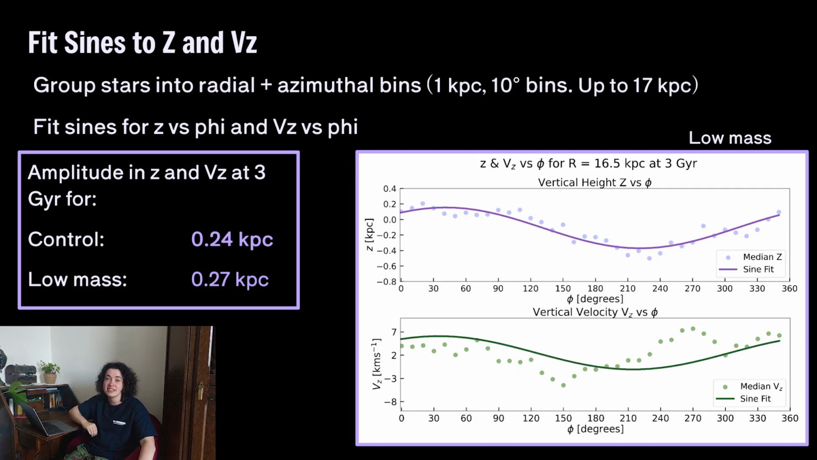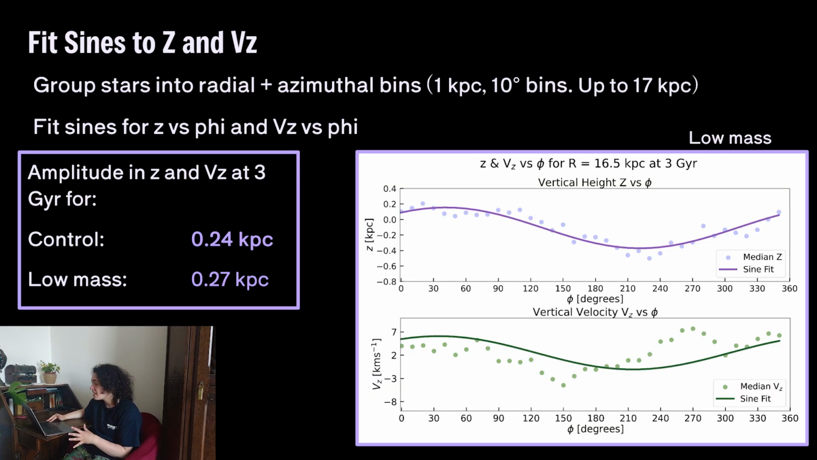We've got the height in purple and the vertical velocity in green, and this is at 3 gigayears as well. You can see that the stars follow a roughly sinusoidal pattern. You've got a little bit of noise, and that's completely expected. This is for the outer regions of the disk between 16 and 17 kiloparsecs, where the warp signature is clearest and where both the control sim and the low mass sim experience a warp, and that's important if we want to be able to compare things.